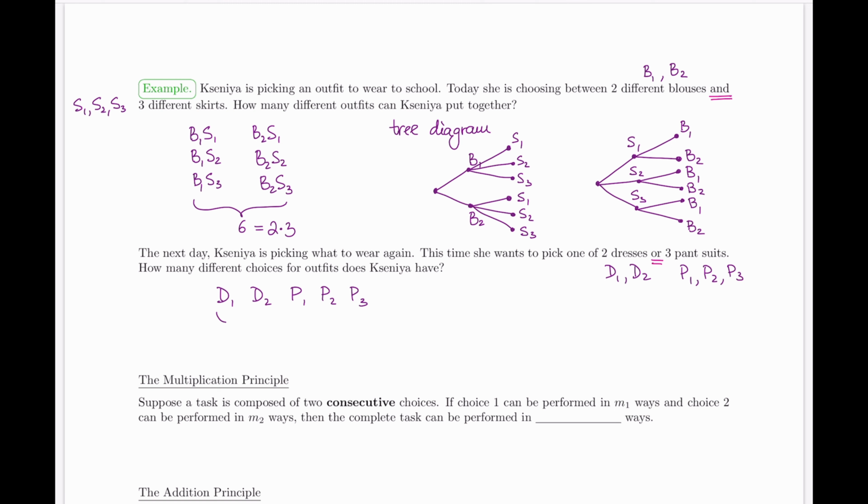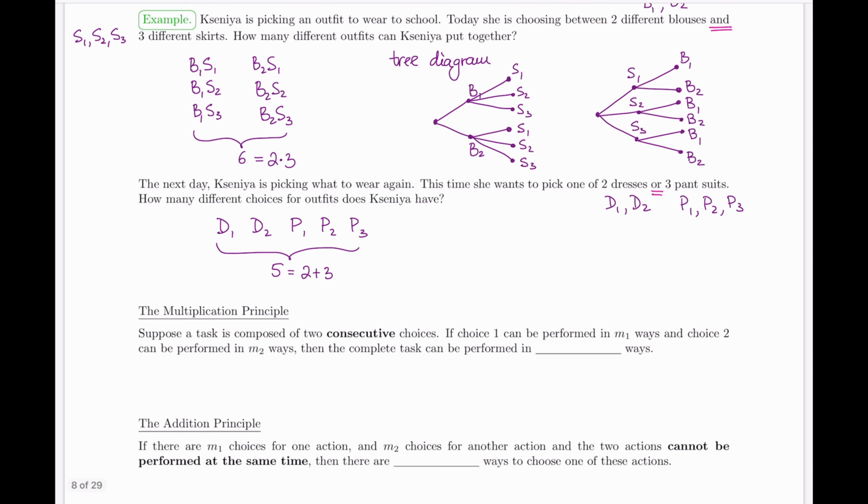So altogether here, I have 5 options for outfits, which is composed by adding 2 options for the dress or 3 options for the pantsuit. So 2 different scenarios, seemingly similar numbers, but the way that they're put together results in very different outcomes.